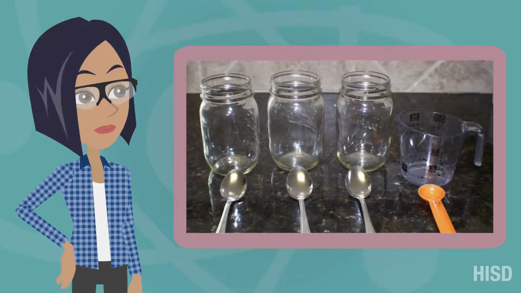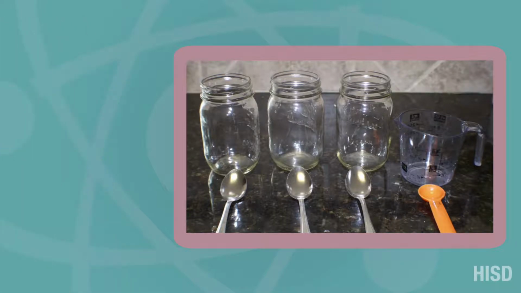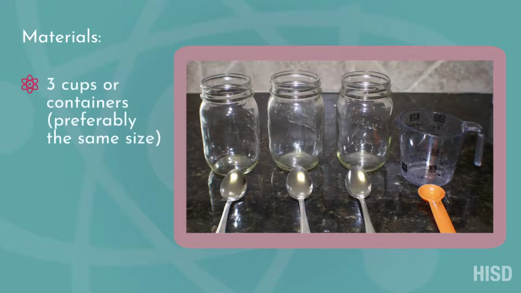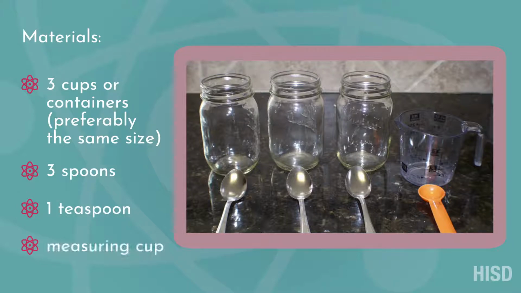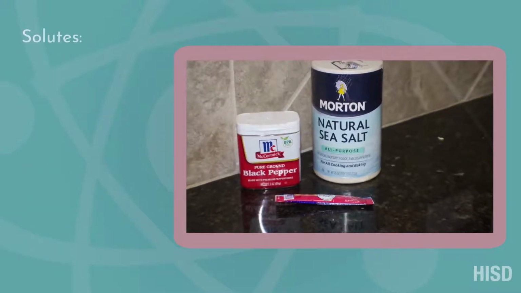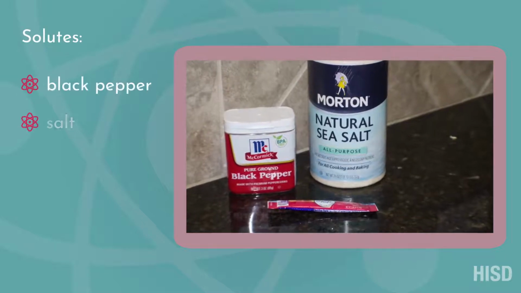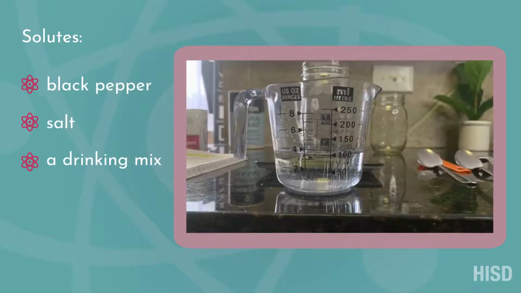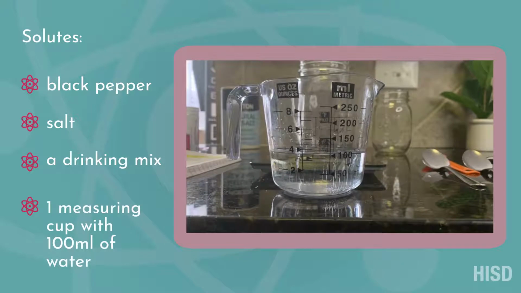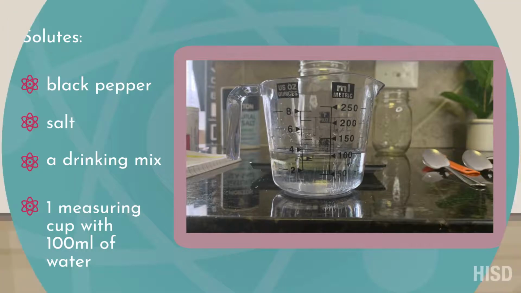The first thing that we need to do is to gather materials for this lab investigation. You'll need 3 cups or containers, just preferably have them to be the same size, 3 spoons, 1 teaspoon, and a measuring cup. The more substances that you decide to test, the more cups that you'll need. So on to the solutes. In this lab investigation, we'll be using black pepper, salt, as well as a drinking mix. And also you'll need a measuring cup with 100 milliliters of water for each of the substances being tested.